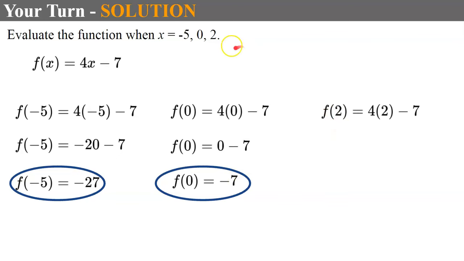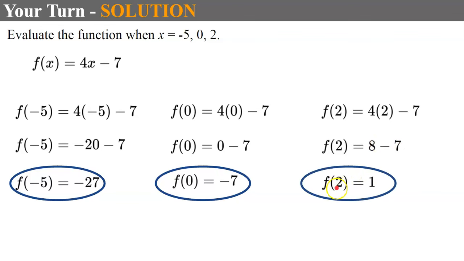And our last one, they asked us to input 2. So I'm going to replace x with 2. 4 times 2 is 8. 8 subtract 7 is 1. So the value of the function with an input of 2 has an output of 1. Again, you could write this as an ordered pair, 2, 1.